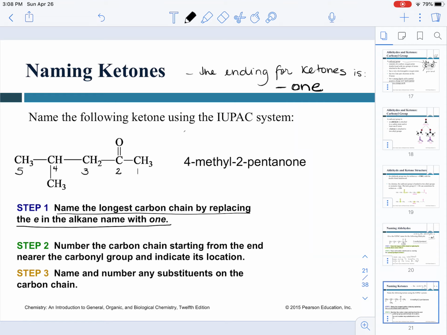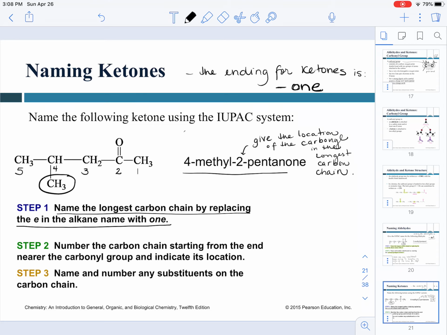So in this case, again, we have to give the location of the carbonyl in the longest carbon chain as a prefix of the longest carbon chain plus the ending, because we have a ketone. And as you can see here on number 4, we have a methyl, so the name of this compound is 4-methyl-2-pentanone.